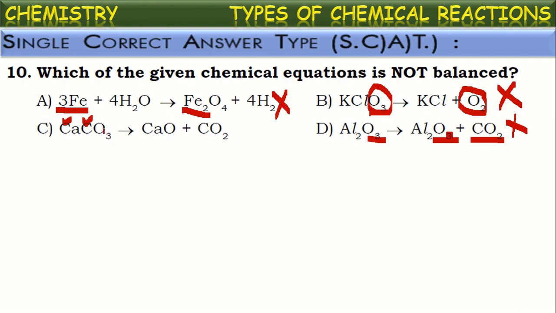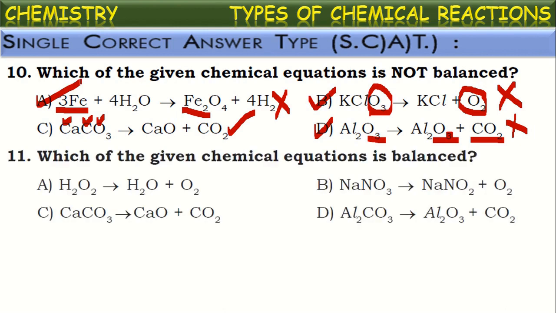Now I can say carbons are also balanced. What about oxygens? Here there are three oxygen atoms on the left hand side. Here is one and here two. Totally there are three oxygens on the right hand side also. So all the atoms are balanced in this equation only. So actually if it asked which equation is balanced, then we could say this is the correct answer. But they asked here not balanced. These three we can say as unbalanced equations or not balanced equations.